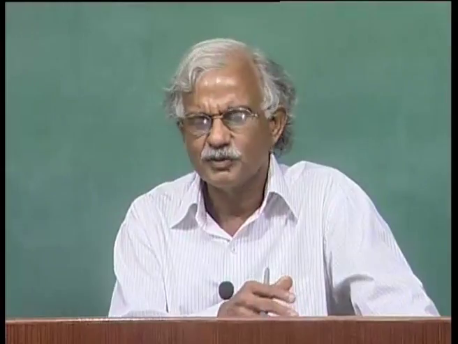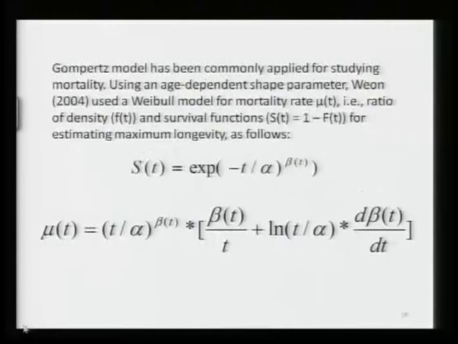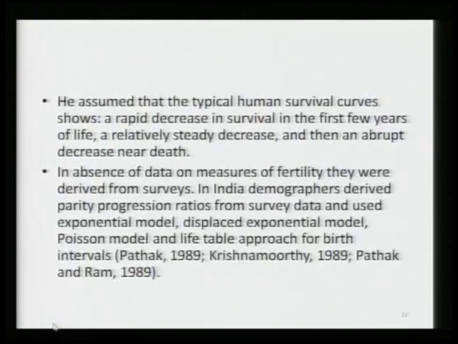The Gompertz model, which I showed, has been applied for studying mortality. Weibull used this Weibull model for mortality rate, and he assumed that typical human survival curve shows a rapid decrease in survival in the first few years of life and a relatively steady decrease and then an abrupt decrease near death. In absence of data on measures of fertility, they were derived from surveys.